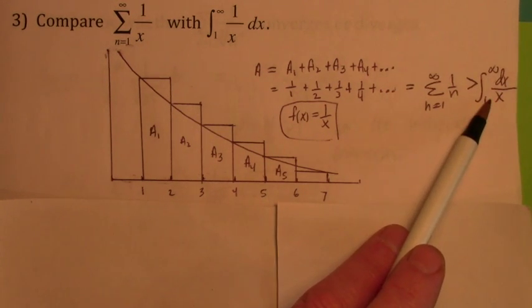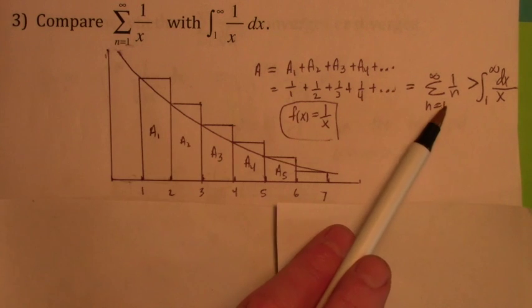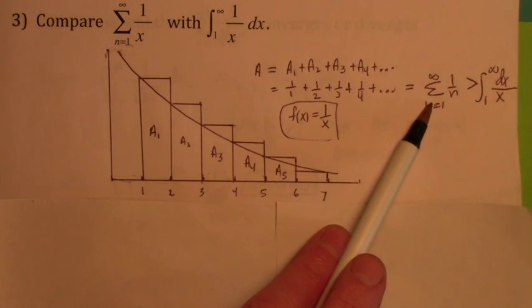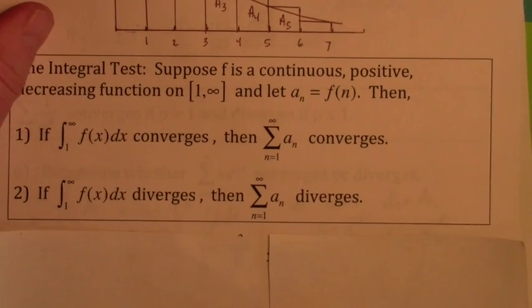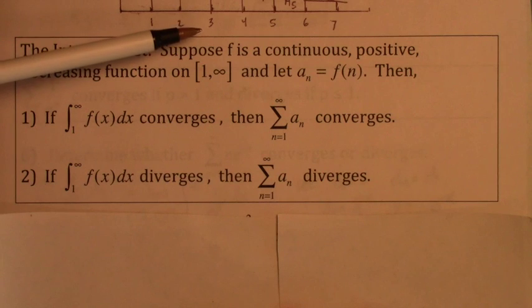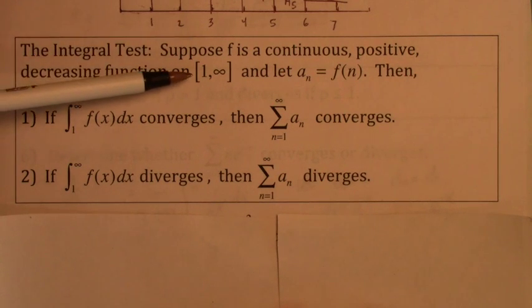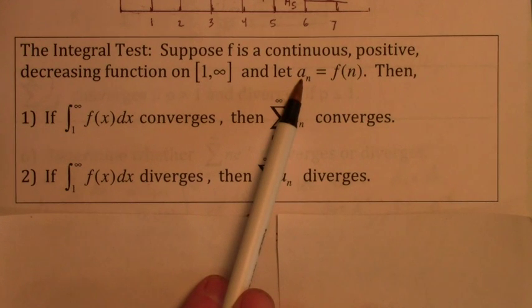This improper integral diverges. So this is infinite. Well, if this is more area than that, then this has to be infinite too. So that's what the integral test says basically. It says this. Suppose you have a positive, continuous, decreasing function from 1 to infinity, and suppose the function agrees with the terms of the series at the integers.